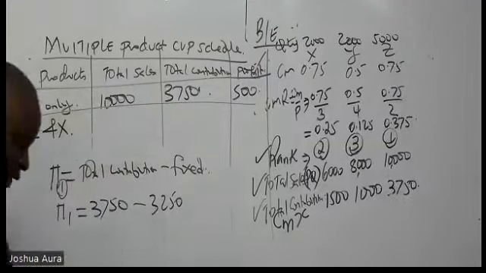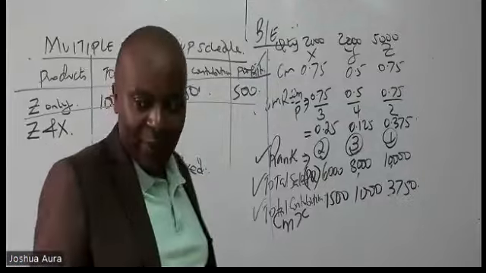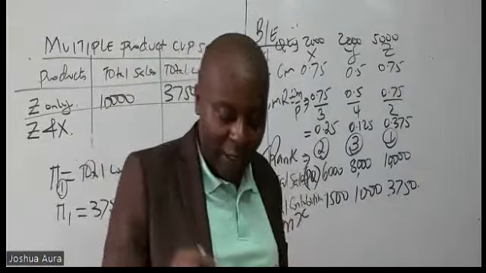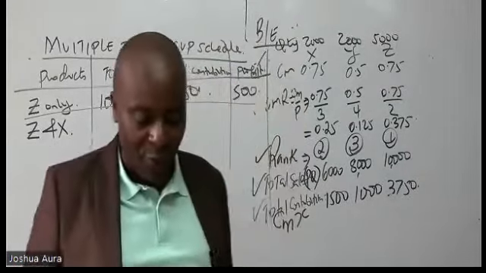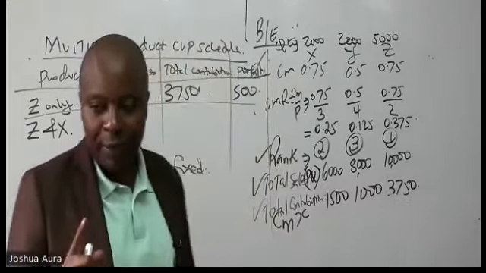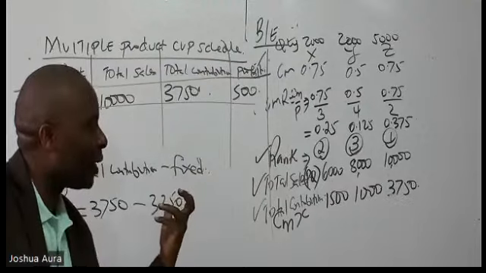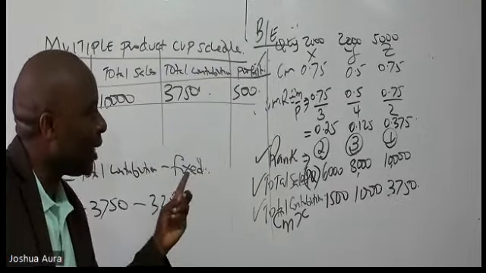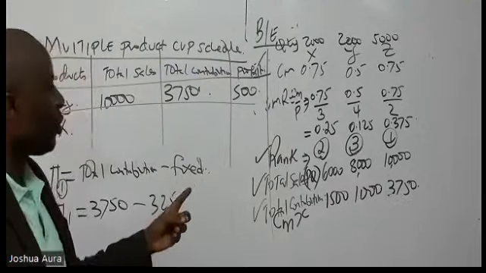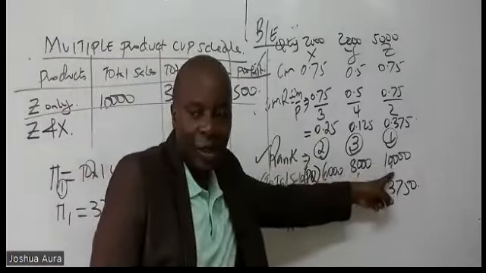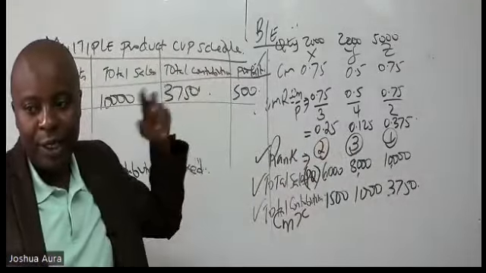So now, ladies and gentlemen, if you're to produce Z and X, what total sales will we generate as an organization? It's only about adding them up. So remember, it is Z and X. So total sales will be 6,000 plus 10,000. So that gives me 16,000.